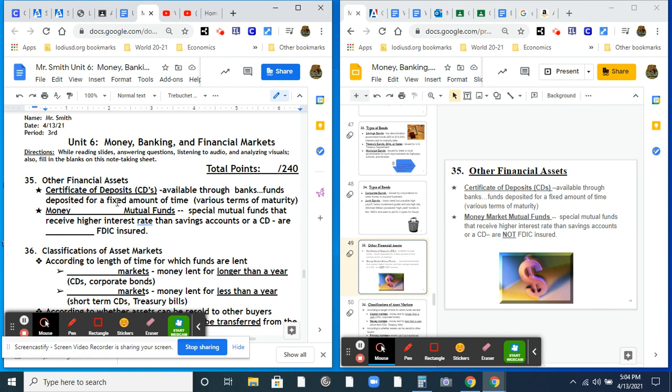Then you have your money market mutual funds, which basically could make more money, but it's slightly risky. If the market takes a downturn, you might make less. But they're not insured because you're basically playing on the market. So if you're looking for safe, CDs are better. If you're looking for a higher return, money markets are good.